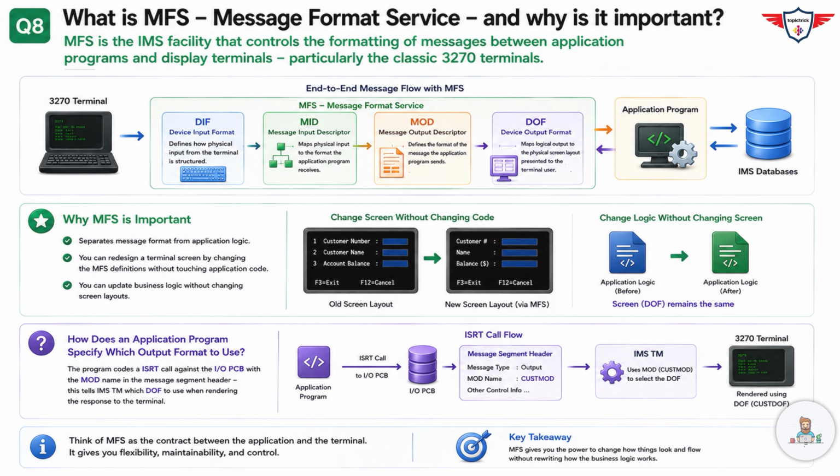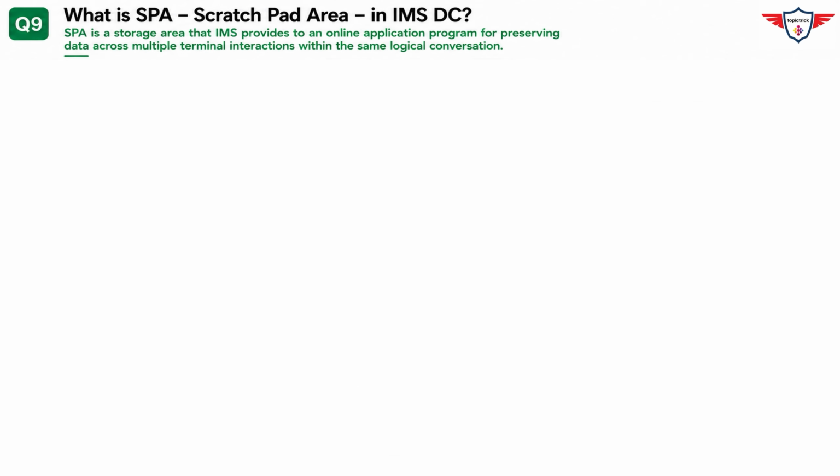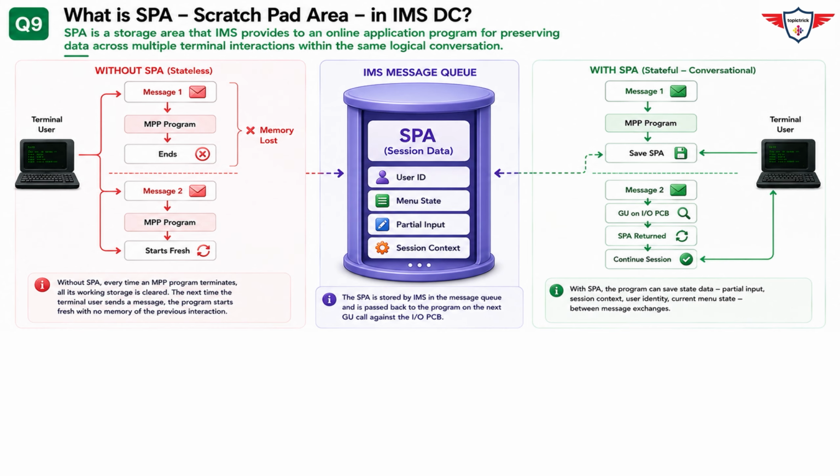Now the next question is, what is Scratchpad area in IMS DC? Scratchpad area in IMS DC is basically a storage area that IMS provides to an online application program to preserve data across multiple terminal interactions within the same logical conversation. Without SPA, or Scratchpad area, every time an MPP program terminates, all its working storage is cleared. The next time the terminal user sends a message, the program starts fresh with no memory of the previous interaction.